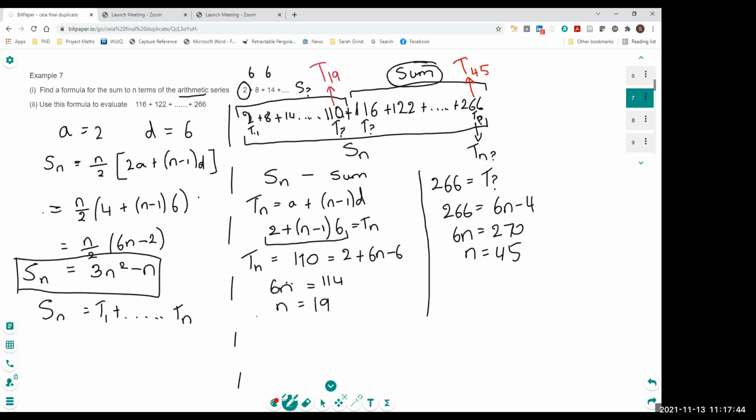So our solution is going to be to get the sum of all the terms up to 45 minus the sum of all the terms up to 19. And that will give us the value of this part here of the sequence. Okay.